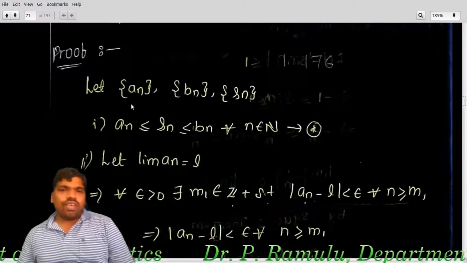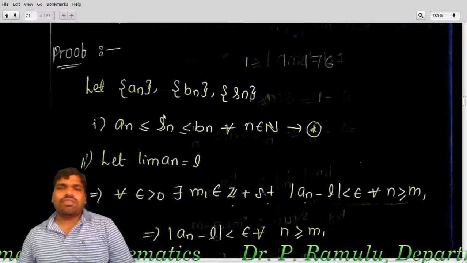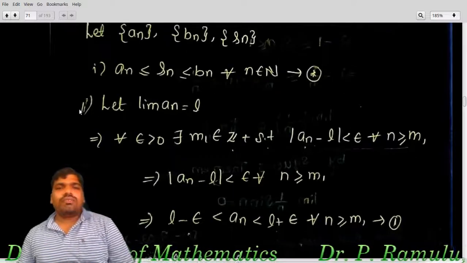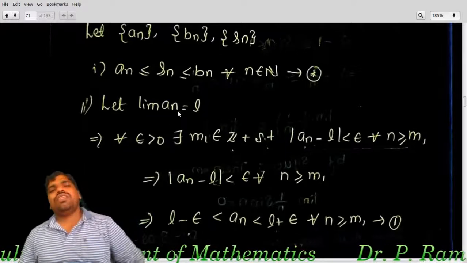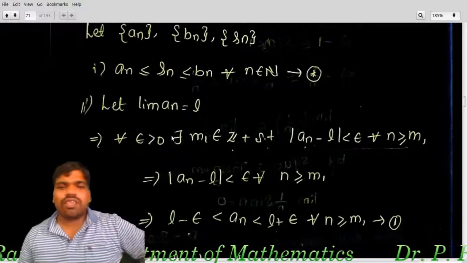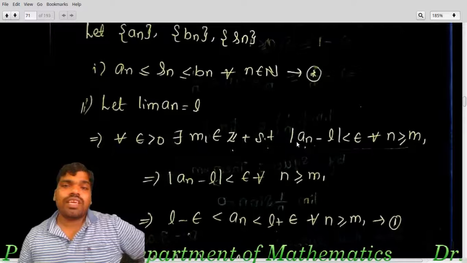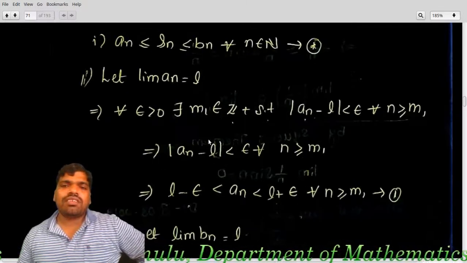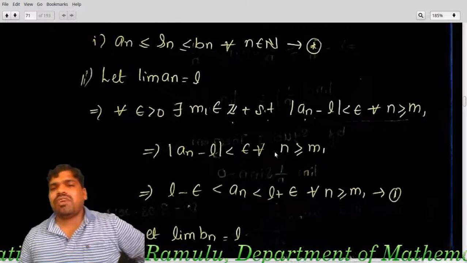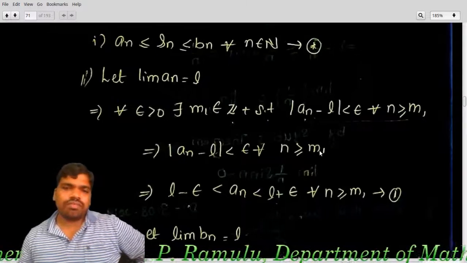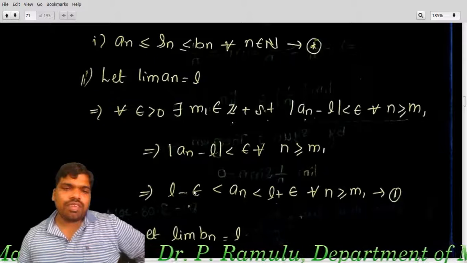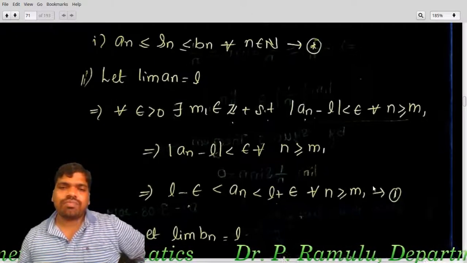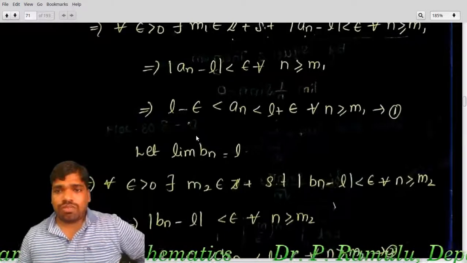So let an, bn, sn be three sequences, an less than or equal to sn less than or equal to bn for all n belonging to N. Let lim an equal l. Lim an equal to l is nothing but, by the definition, for every epsilon greater than 0 there exists m1 belonging to Z plus such that mod an minus l is less than epsilon for all n greater than or equal to m1, which implies l minus epsilon is less than an, less than l plus epsilon, for all n greater than or equal to m1. Let me call this 1.